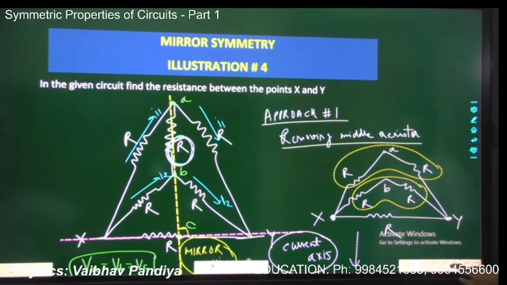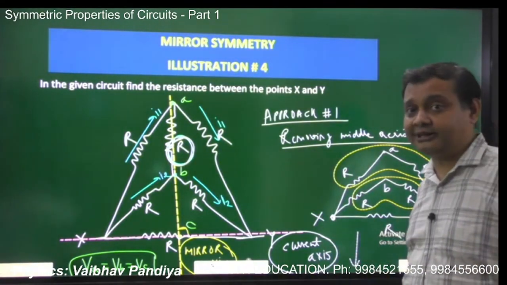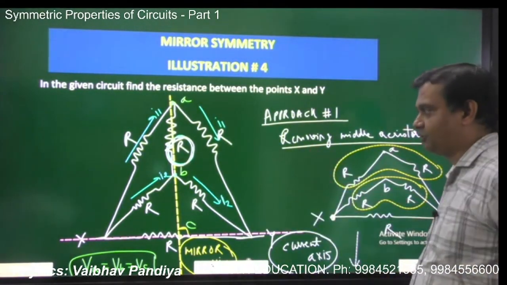Okay. So you must have become very comfortable with solving such circuits, and you can do it. There are multiple approaches for solving the problem.